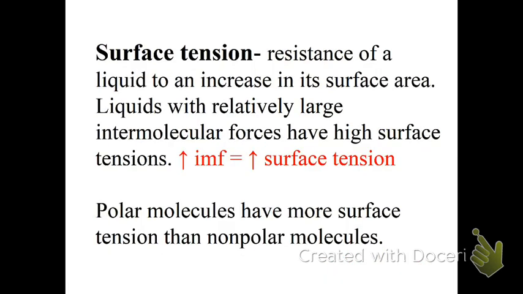Some of the behaviors of things are due to their intermolecular forces. For instance, surface tension, of course, is the resistance of a liquid to increase its surface area. Liquids with very high intermolecular forces have high surface tensions. So, of course, water is one of those. That's why bugs can float on water. That's why things can float on top of water and not sink. And it's because of that: high intermolecular forces equals high surface tension. Polar molecules will have more surface tension than nonpolar because they have higher intermolecular forces.